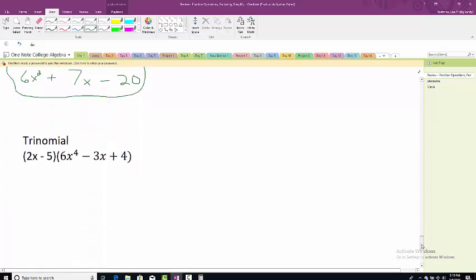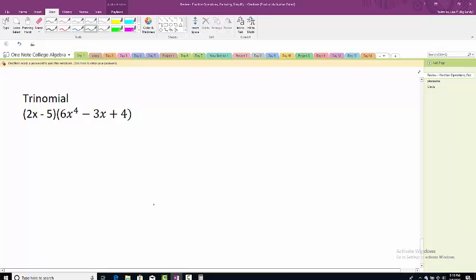Now we have a binomial times a trinomial. So we're going to have to use the distributive property. There is no FOIL for this. 2x times 6x to the 4th, then 2x times minus 3x, and then 2x times positive 4. So we have 12x to the 5th. That's 2x times 6x to the 4th.